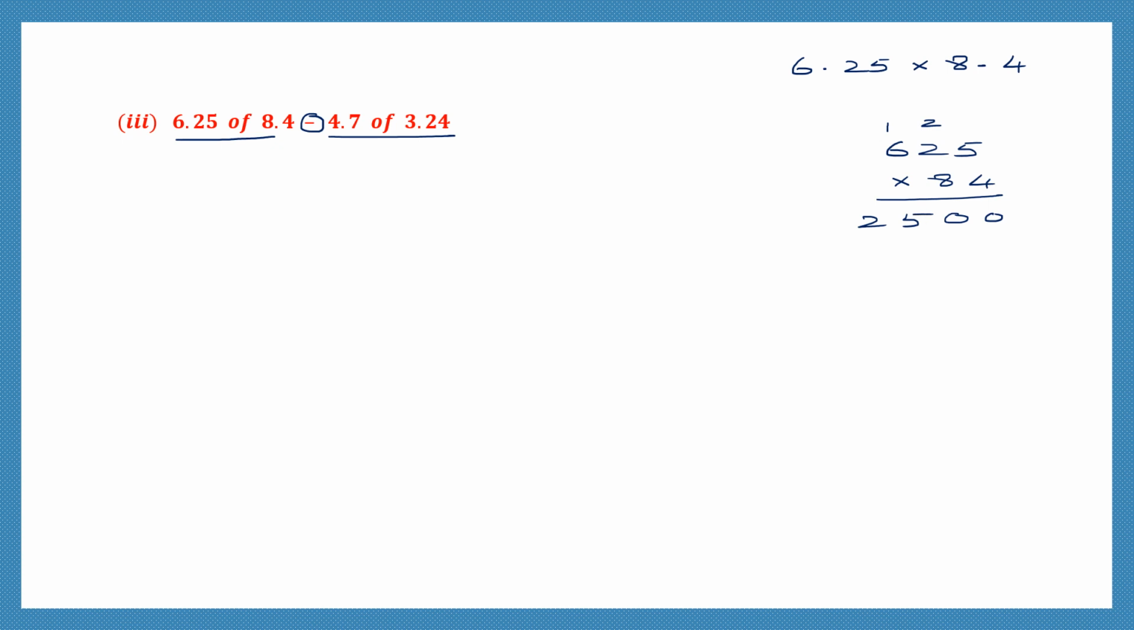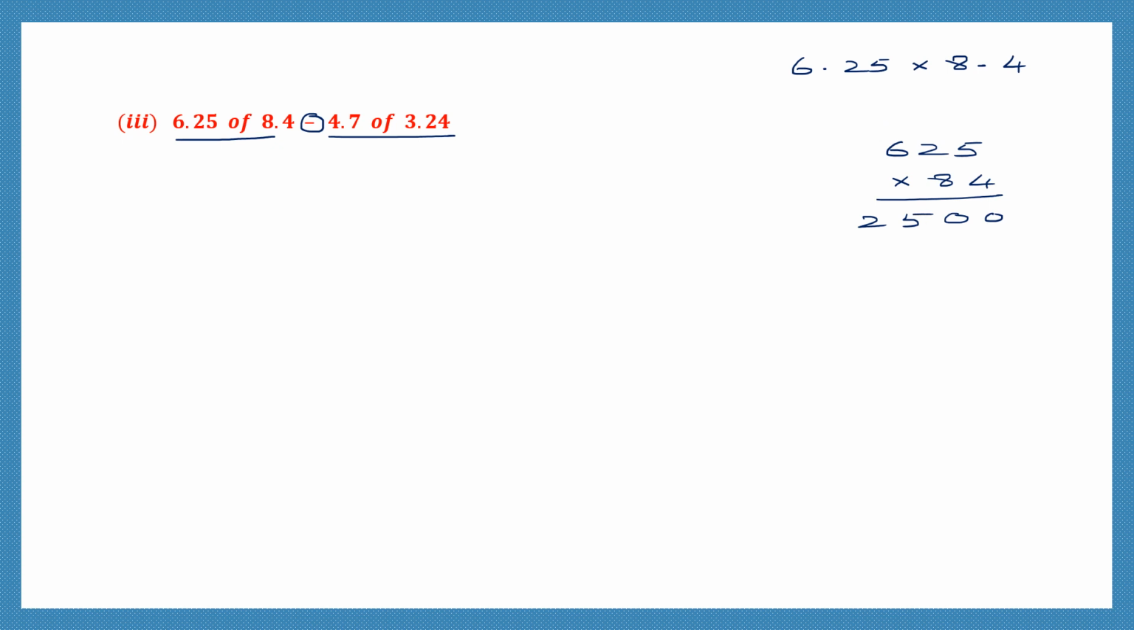Question 3. Here again we have "of". This time our operation here is subtraction and we have "of". So let's do this first. 6.25 of is into 8.4. So ignore the point. 625 into 84. 4 5s are 20, carry 2. 4 2s are 8, 9, 10, carry 1. 4 6s are 24 plus 1, 25.